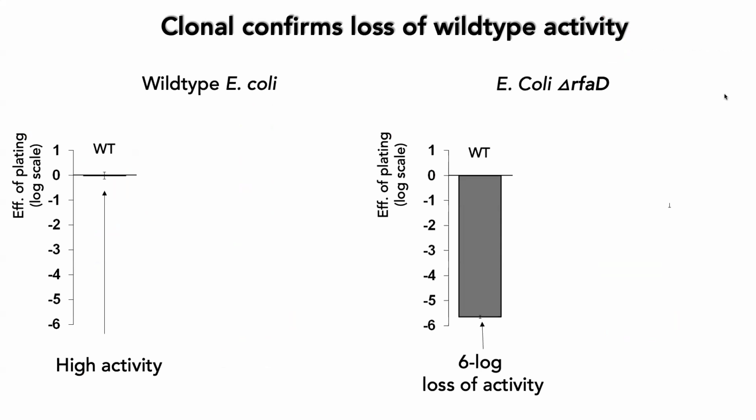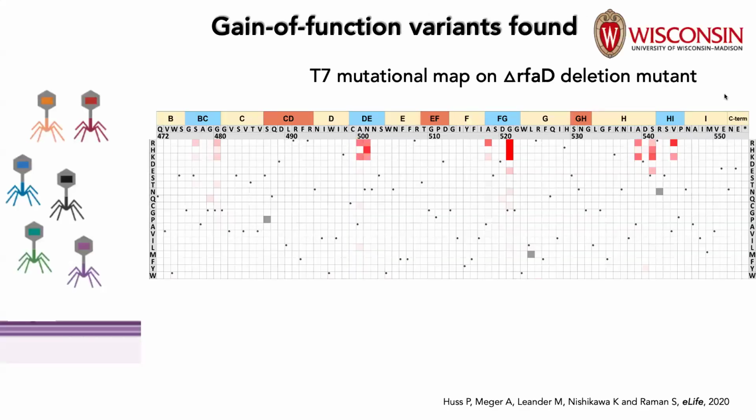So this is wild type E. coli infected by T7, high activity. The moment you delete the native receptor, there's nearly a 6 log loss of activity, right? And so we challenge the pool of the same deletion variant. Again, we find these bright red positions, which are potentially gain of function.